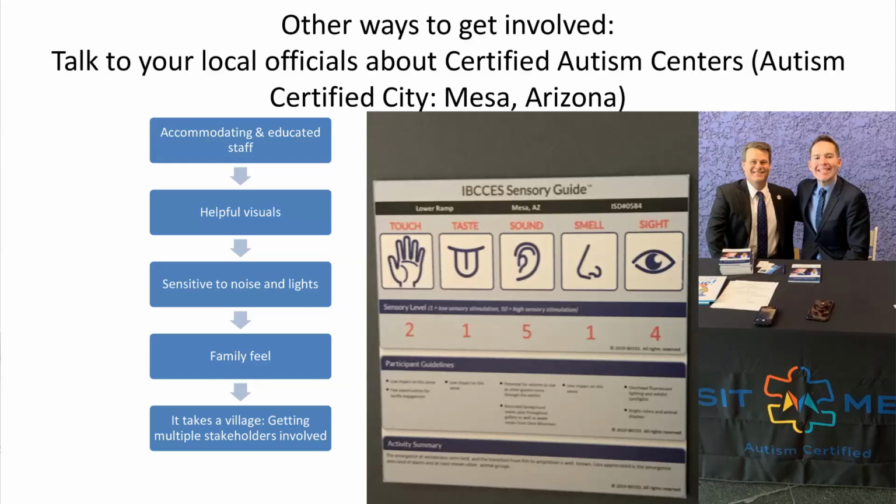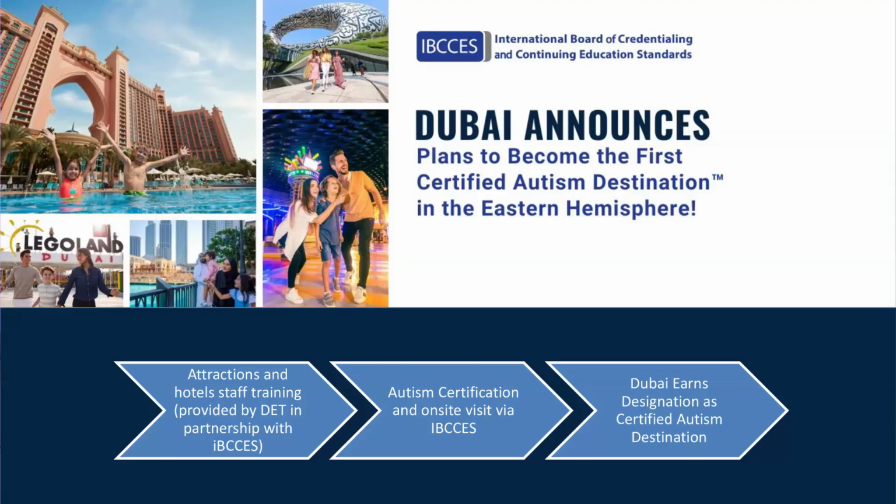We were so excited to see that Mesa, Arizona became one of the first autism certified cities in the globe. And they have done remarkable work, not only to provide certified autism centers for first responder groups, but also their businesses and travel destinations as well. And in addition to that, Dubai recently announced it plans to become the first certified autism destination in the Eastern Hemisphere. Give yourselves a round of applause. That's really, truly remarkable. And we need more individuals like yourselves championing this cause. So we applaud Dubai for taking the necessary steps to make certifications like this possible, realizing the importance of the autism community.